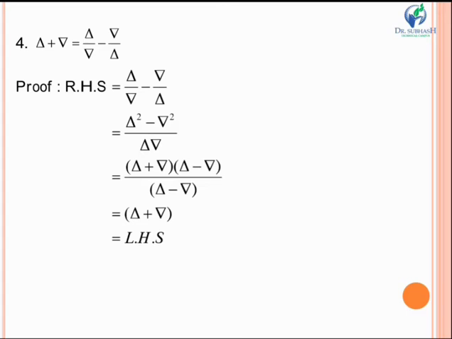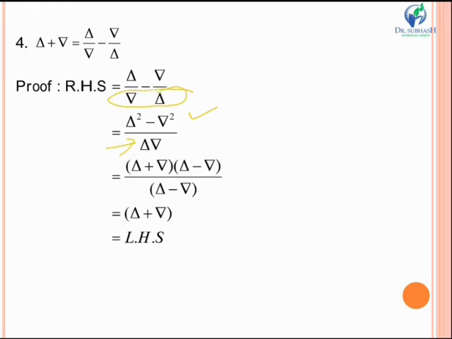Delta plus nebula is equal to delta upon nebula minus nebula upon delta. Now here we will start from the RHS side. Okay, we are starting from this portion. Now you take the LCM over here. So you get delta into delta, that is delta square. Same way here you take nebula into nebula, that is nebula square, and when we are taking LCM, this both will be multiplied, right?